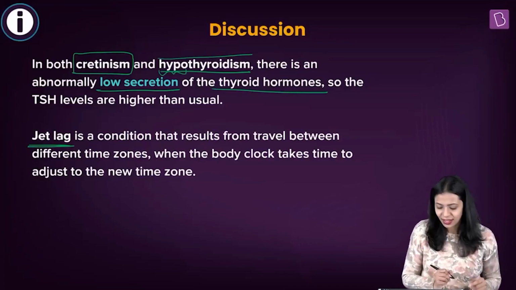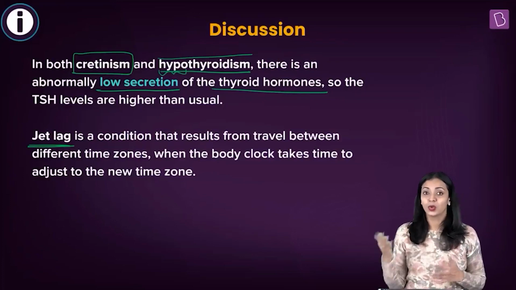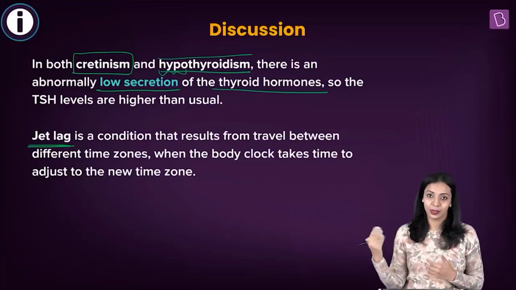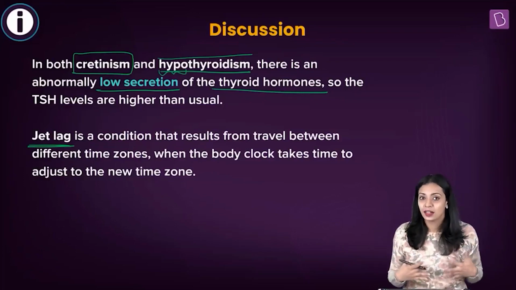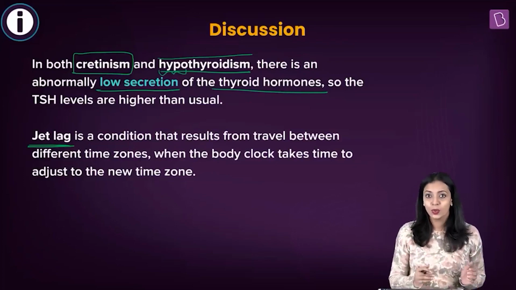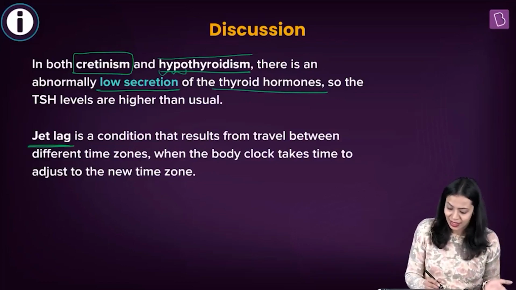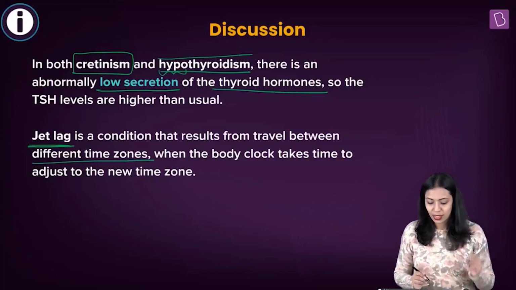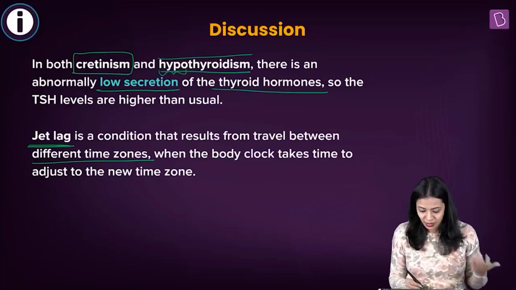Now what is jet lag? Jet lag is a condition that results when you're traveling between two different time zones. For example, you're traveling to the US from India or the other way around. So there is a difference in time zones, right? Our body's internal clock, our biological clock, will take time to adjust to the new surroundings, to the new time zone. That is jet lag. Jet lag is a condition that results from travel between different time zones when the body clock takes time to adjust to the new time zone.